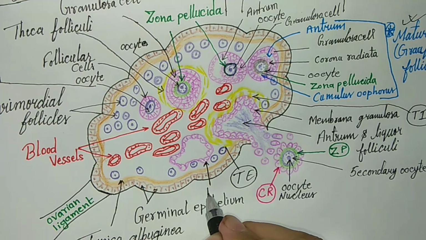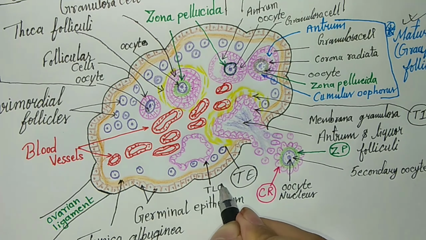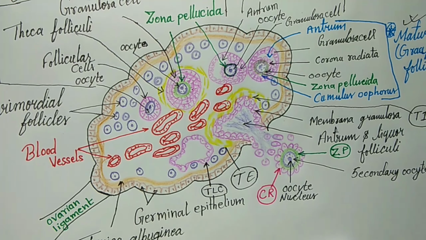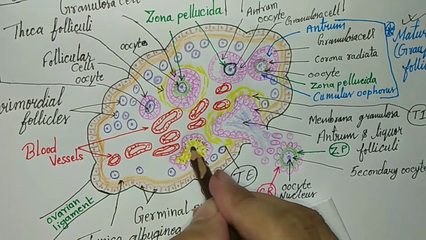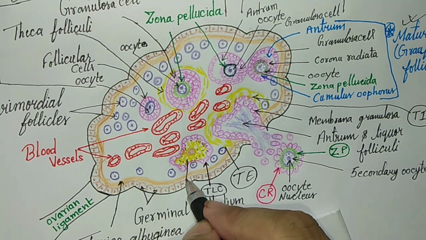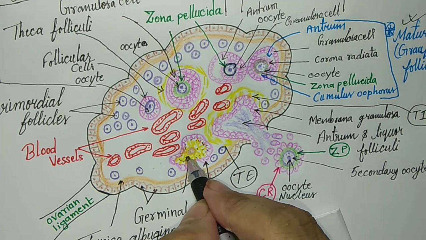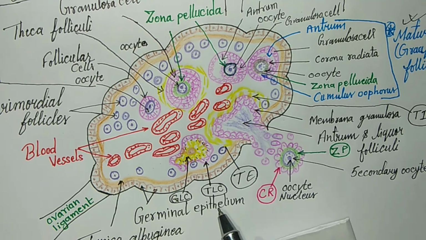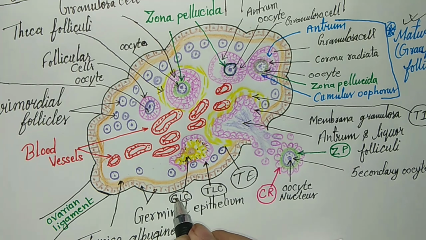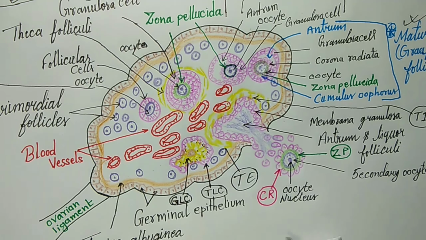Now come to this structure. This structure is TLC. TLC means theca lutein cells, which are derived from the theca interna cells and secrete estrogen. Now come to GLC, that is granulosa lutein cells. They are large pale staining cells with vesicular nuclei found at the deeper part of the corpus luteum.